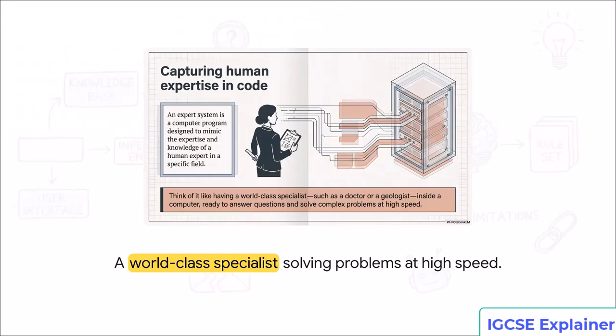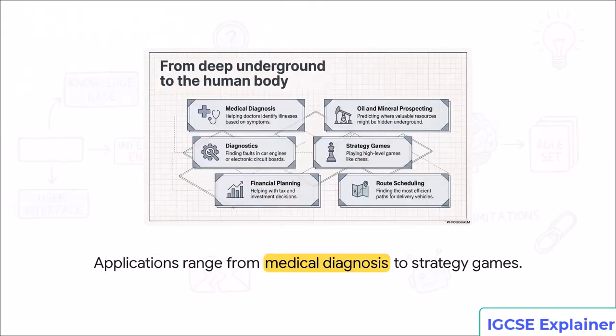The whole goal is to take a person, the one holding the clipboard with all the answers, extract their internal rules for making decisions, and essentially embed them right into the hardware. This way, the system can answer questions and solve those really complex problems at lightning speed. And because of that incredible speed and specialized knowledge, the real-world versatility of these systems is just massive.